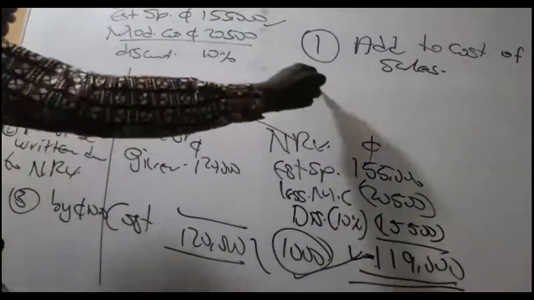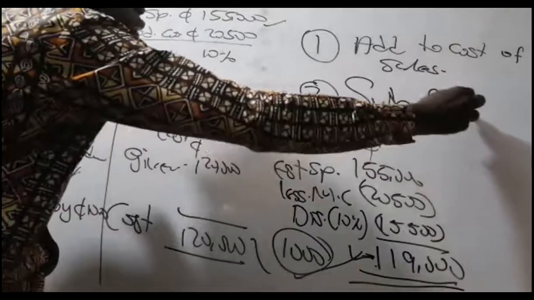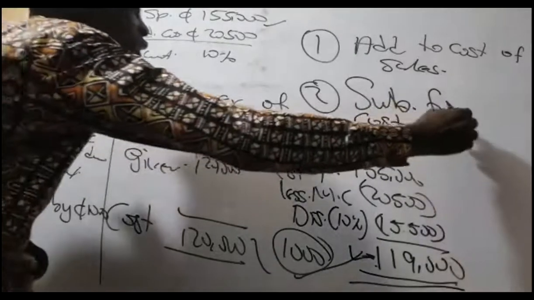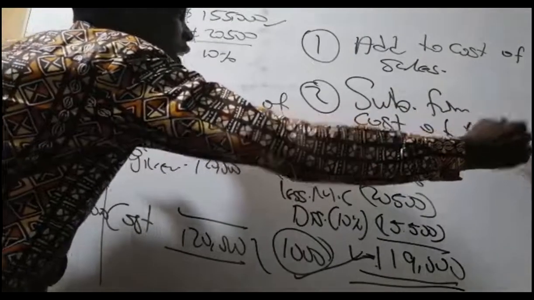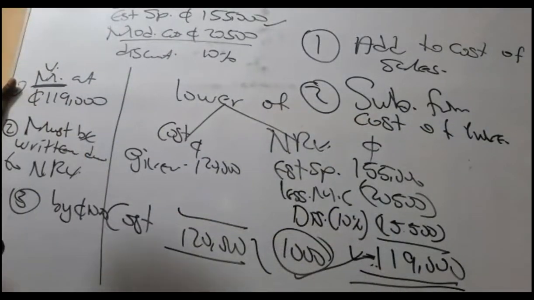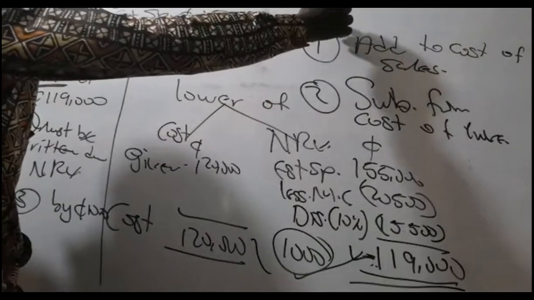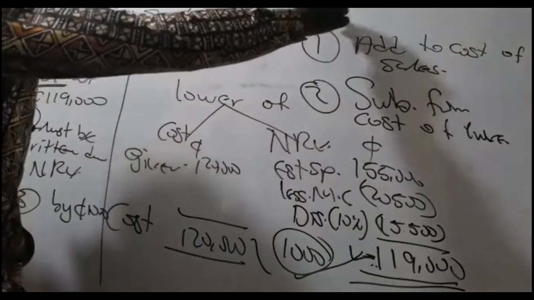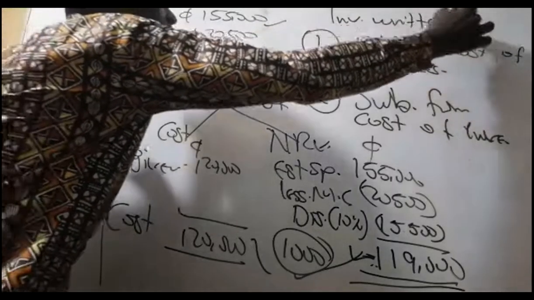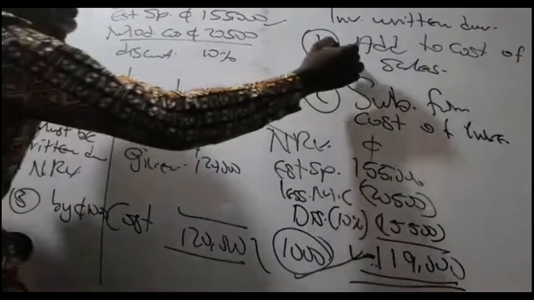Then two, you subtract it from where? The cost of the inventory on the financial position. In fact, if you do that, it will return you back to the NRV. What are we doing? We are giving the accounting treatment of the write-off. How do you treat the inventory written down? One, add it to cost of sales.